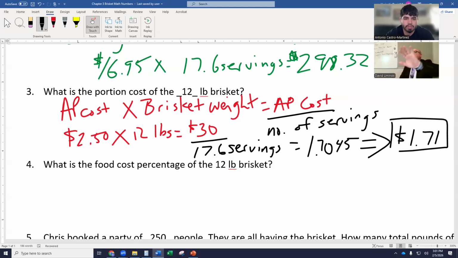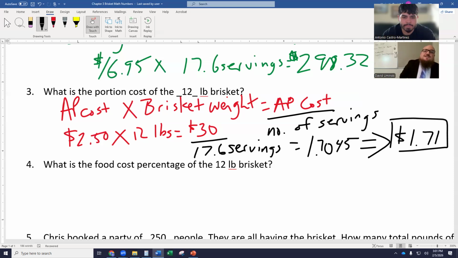There's some other long drawn out formula that converts pounds and ounces and all this crazy stuff. No, don't do it that way. We know it has 17.6 servings in a 12-pound brisket. So just take your cost times your brisket weight and divide it by the number of servings you get. That's the answer from number 1. All right, last one. 1, 2, 3, 4 are all together. 5, 6, 7, 8 are all together. So last one in this series.